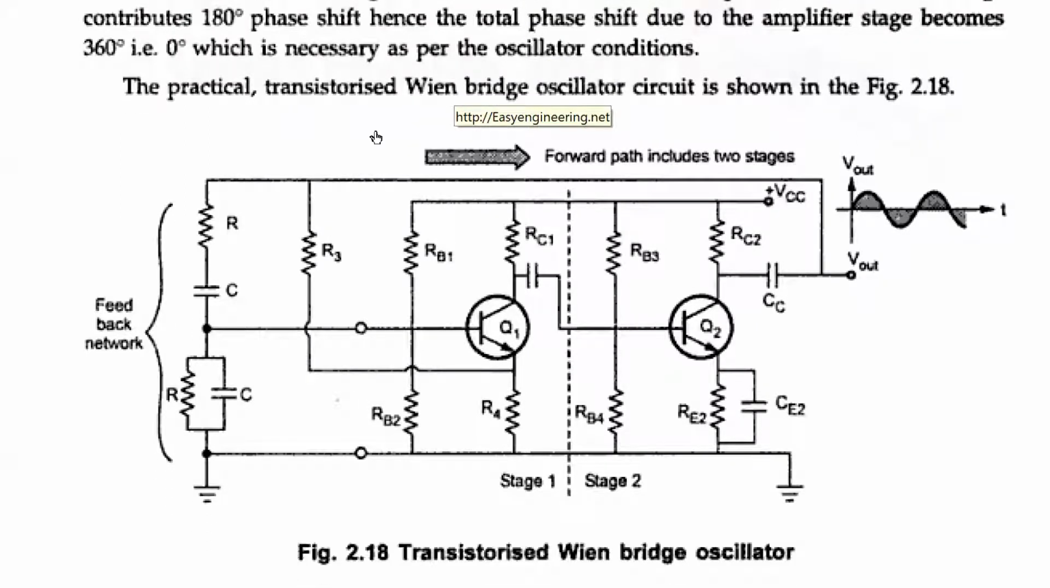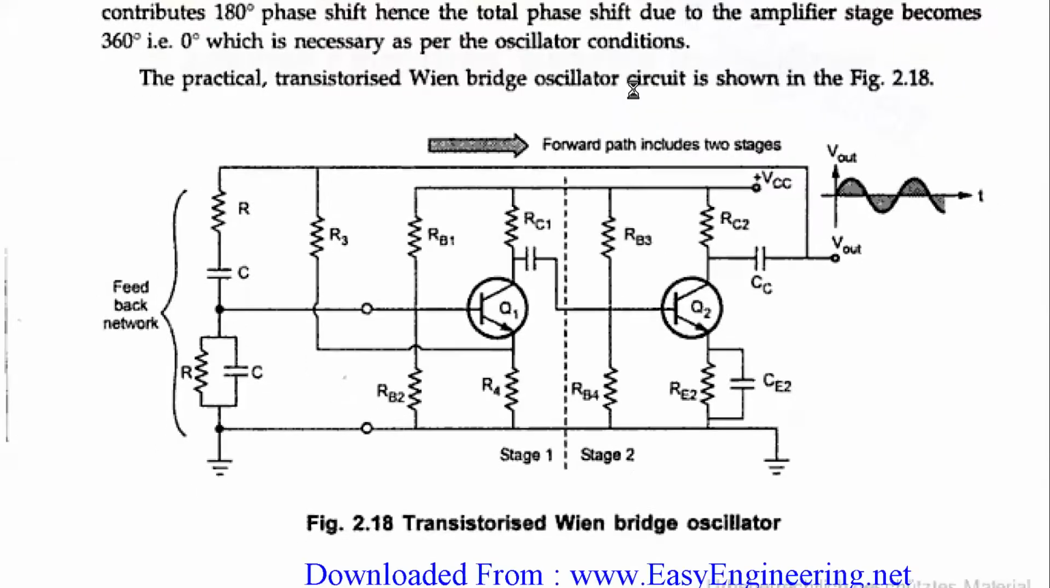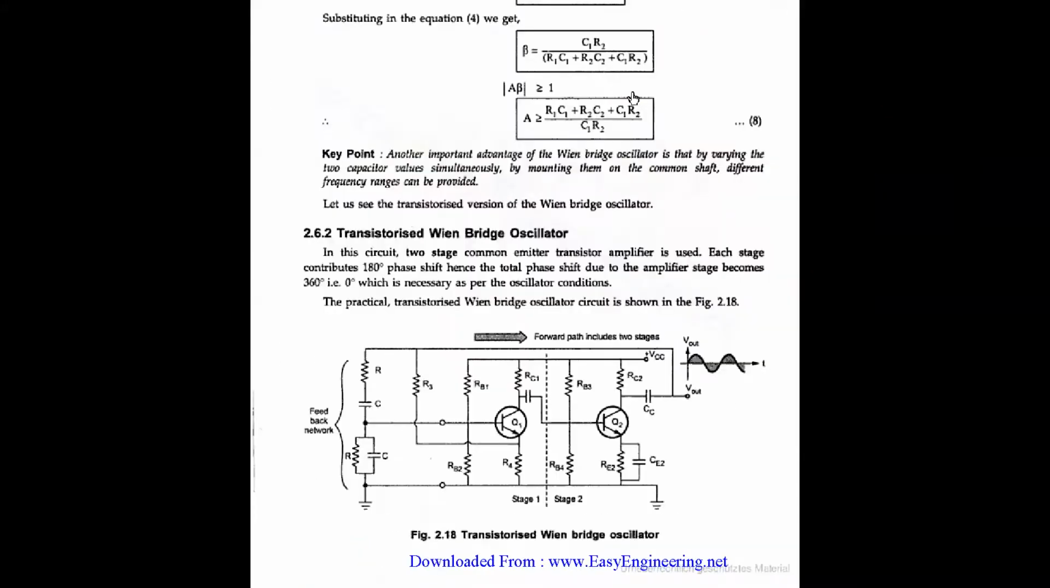So how will you explain this feedback network? Whatever I have discussed, that you will explain. Then this is again the amplifier stage. So you know how to explain the amplifier stages, right? These are the biasing resistors, bypass capacitor, same as Hartley and Colpitts; how we explain those, similarly you will explain. So that will be the explanation for your circuit. Now let us go to the mathematical analysis.